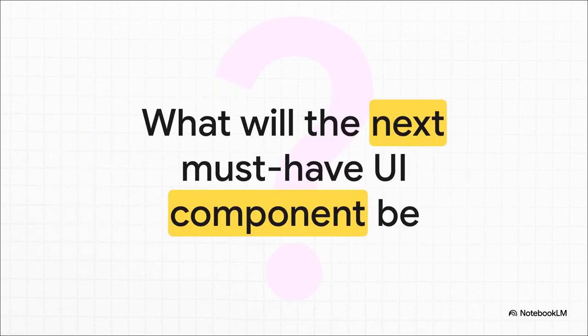And that really brings us to our final thought for today. We've built these components for the screens we have right now, but this whole philosophy is designed to adapt. So I'll leave you with this question to chew on. As our screens keep changing, from phones that fold in half to augmented reality glasses, what do you think the next must-have essential UI component is going to be?